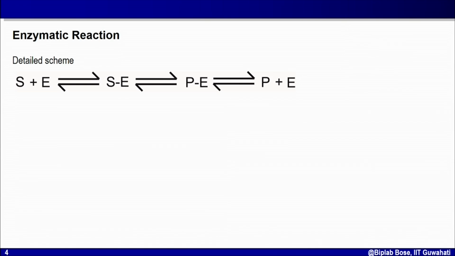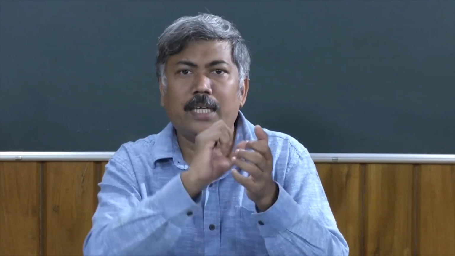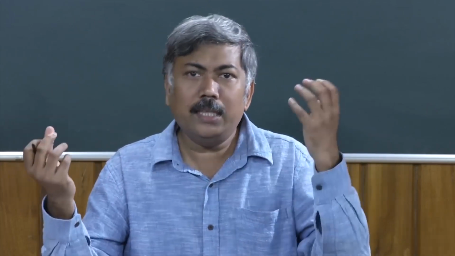S is my substrate. S reacts with E, giving rise to a substrate enzyme complex. That's what happens: you have an enzyme, the substrate comes and binds to the binding pocket, the reaction pocket, to give rise to the SE complex. Now at this binding pocket, E helps S to become P. So I get a product enzyme complex, that is PE. And this PE now separates out to give me the product and free enzyme.